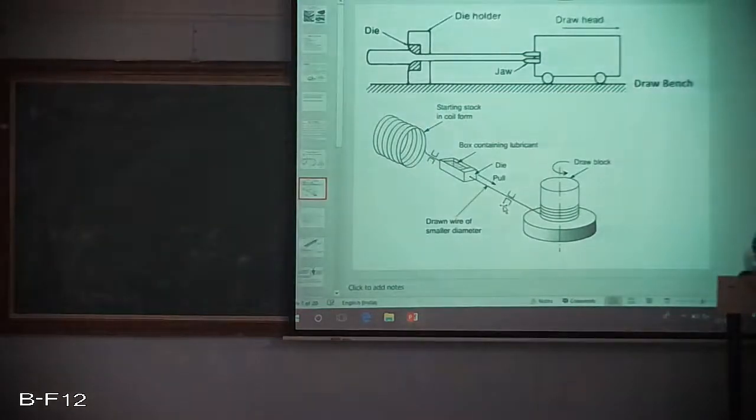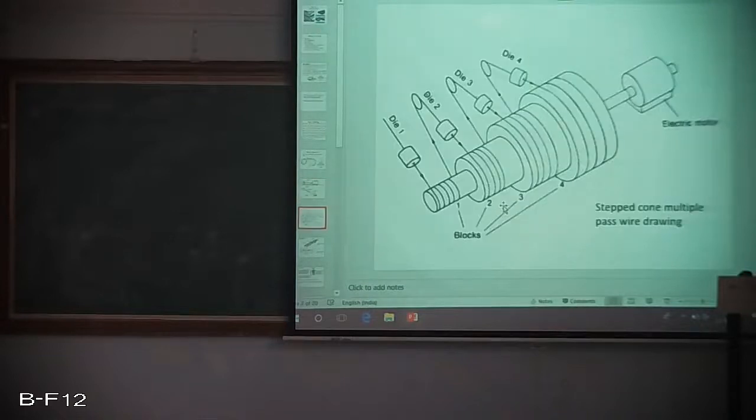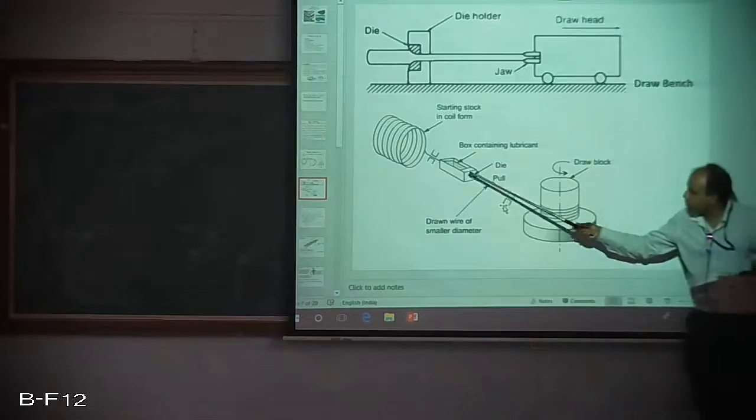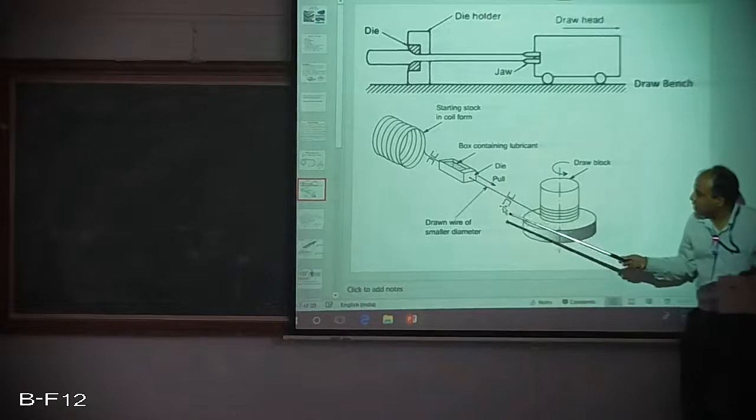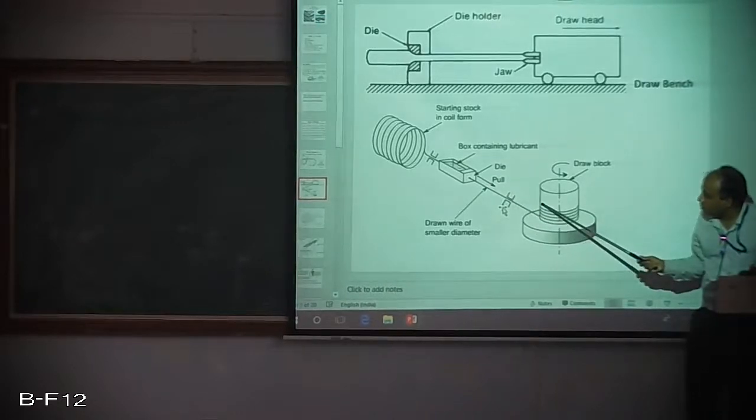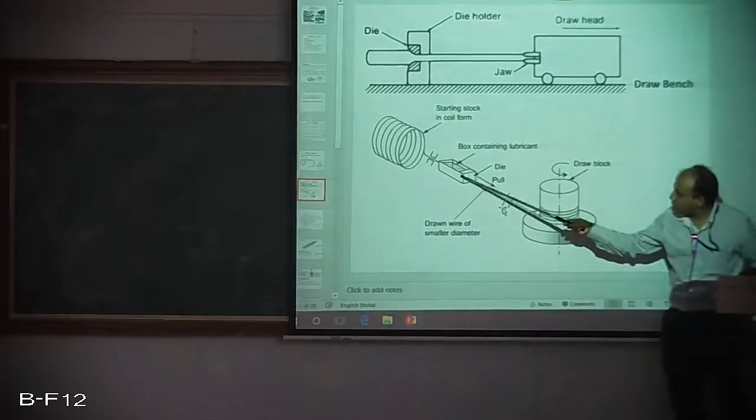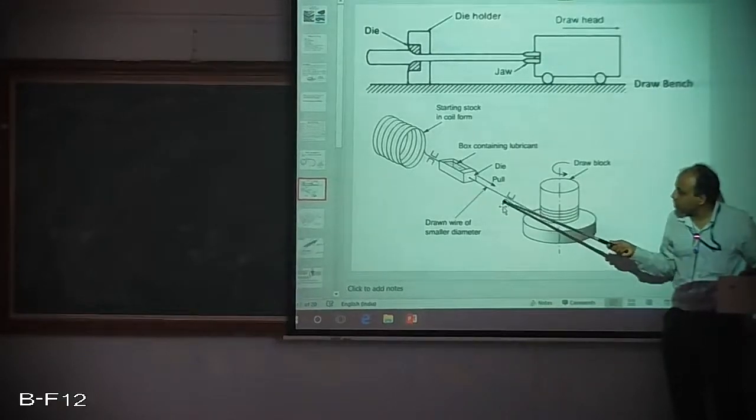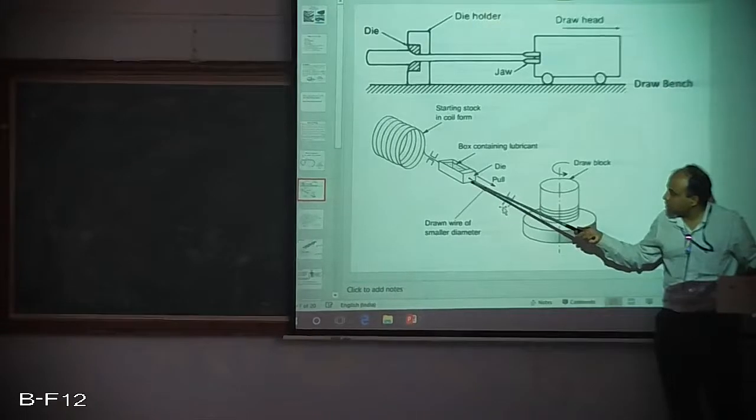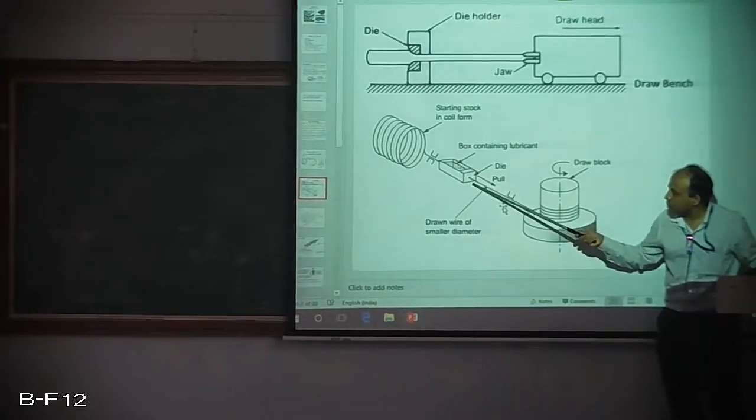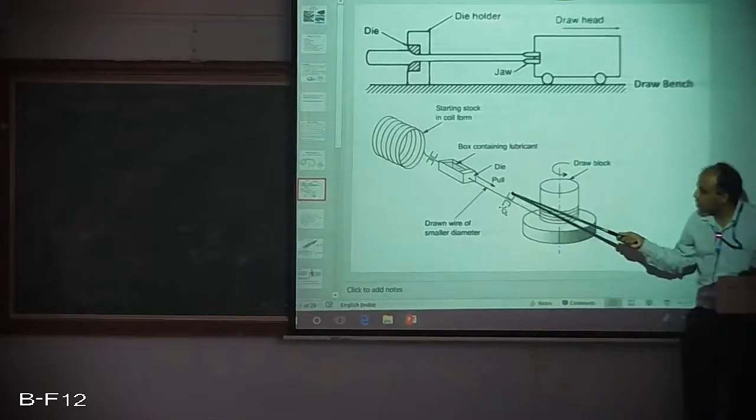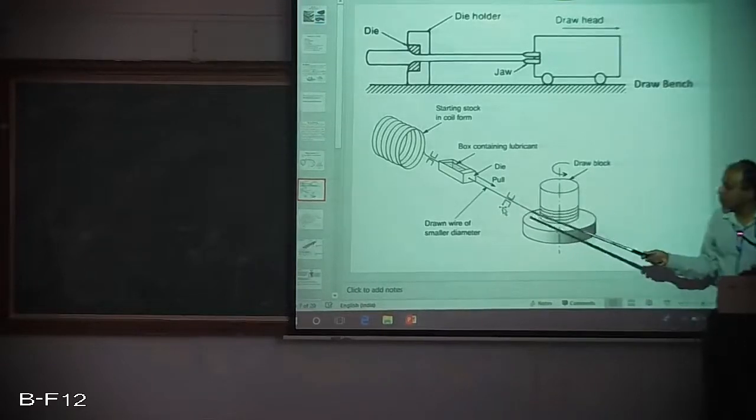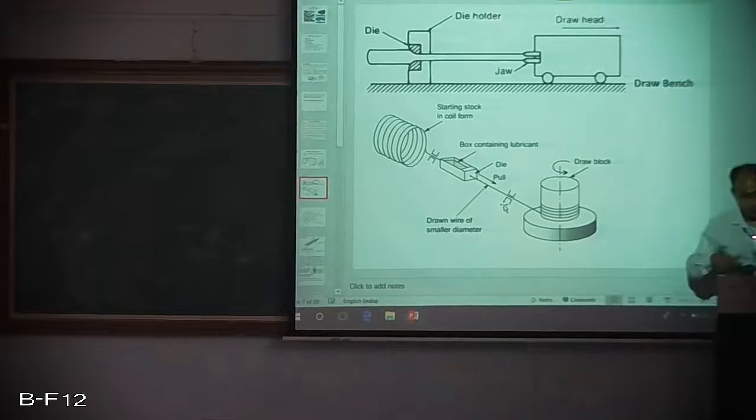Okay, now once we have finished the drawing equipment, one thing that I missed in the previous one was, in that bull block arrangement, apart from the die and the bull block, we also have a lubrication box. That was also shown in that video. So before it comes to the die, it will be sufficiently lubricated. The job will be lubricated sufficiently, and only then will it be fed to the reduction die. Otherwise friction will cause a lot of problems.